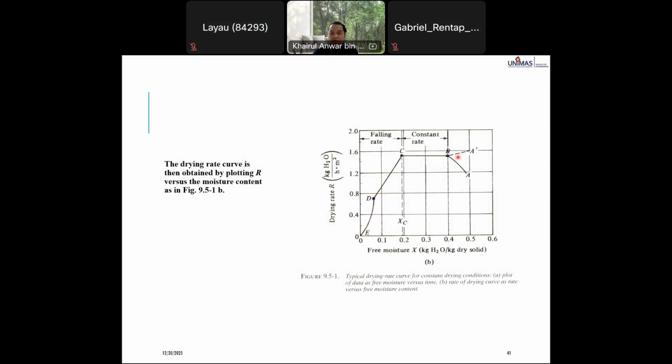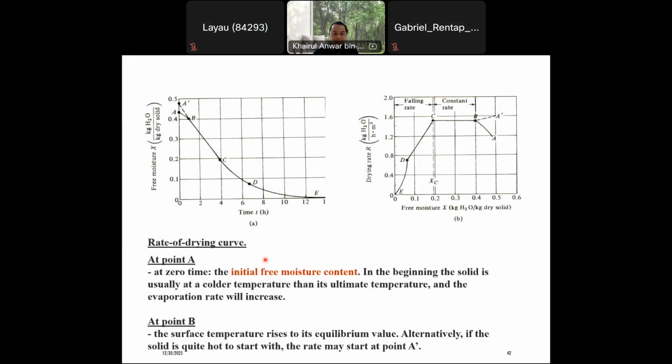This is how the graph looks like. It starts from A, then B, C, D, then E. So at point A, for both graphs, at zero time, the initial free moisture content in the beginning, the solid is usually at a colder temperature than its ultimate temperature, and the evaporation rate will increase. A is here, a bit lower.